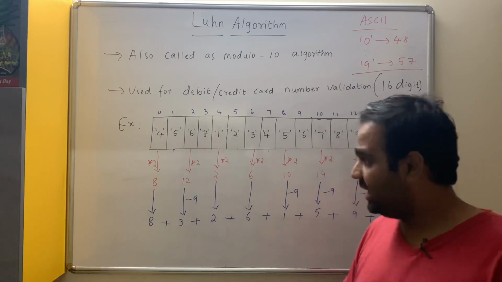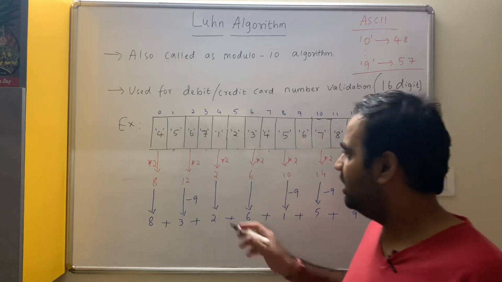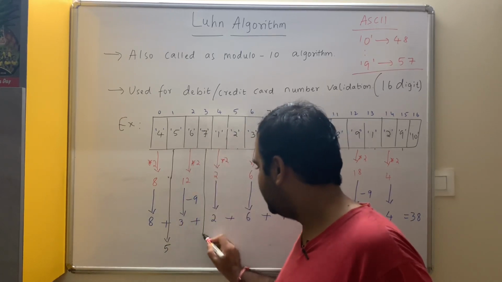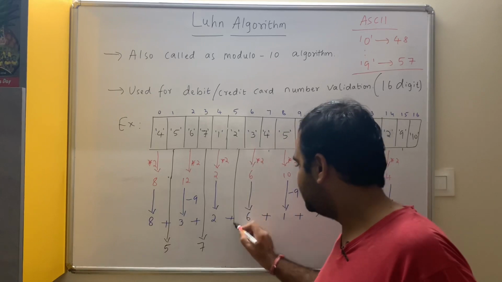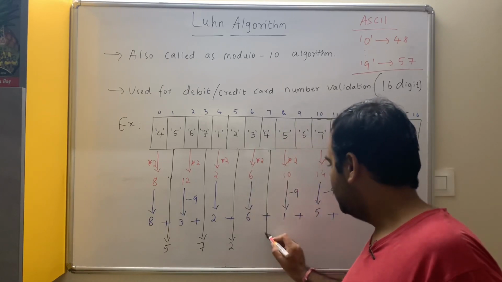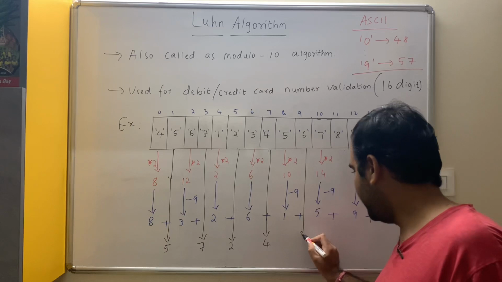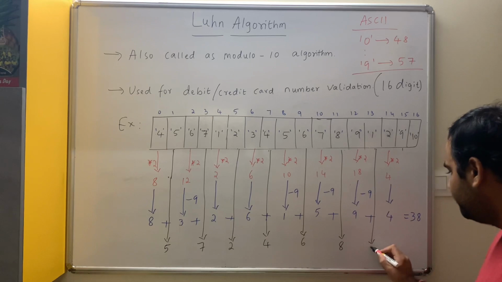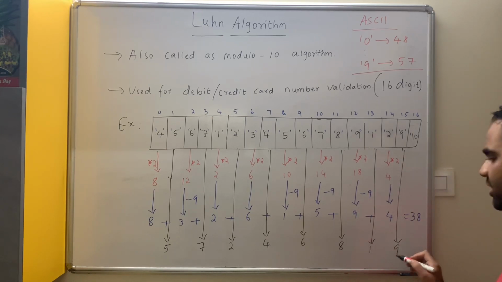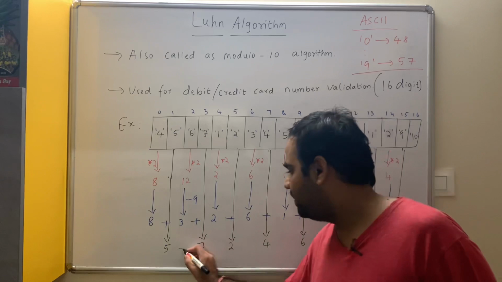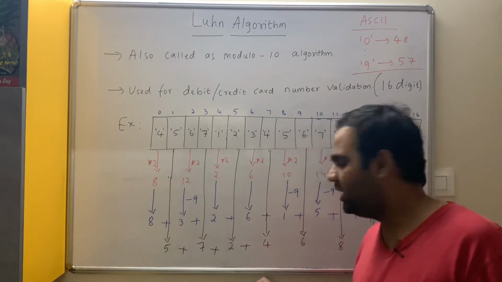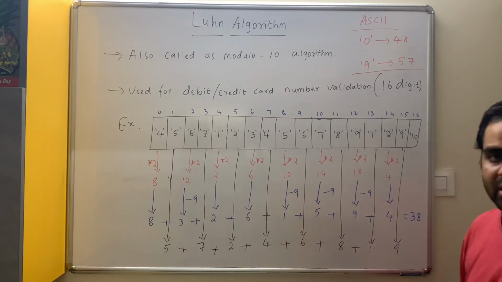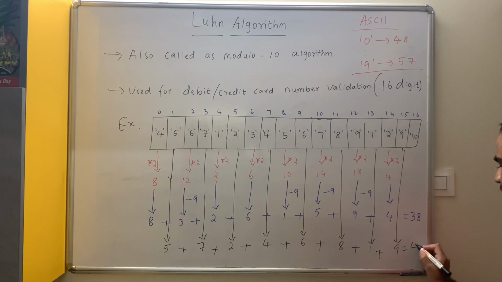We take the remaining digits. What are the remaining digits over here? The remaining digit is 5. Therefore I take 5. What is the remaining digit? It is 7. The remaining digits over here are 2, 4, 6, 8, 1 and 9. We take the remaining digits and again we find the sum of it. 5 plus 7 is 12, 12 plus 2 is 14, 14 plus 4 is 18, 18 plus 6 is 24, plus 8 is 32, plus 1 is 33, plus 9 is 42.